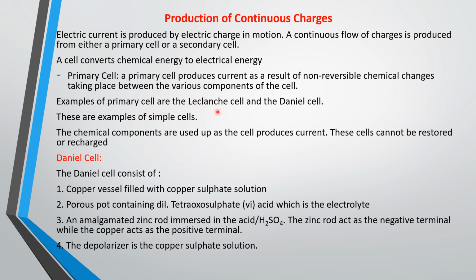We have two examples of the primary cell that you need to know, and that is the Leclanché cell and the Daniell cell. These are examples of simple cells that we have: the Leclanché cell and the Daniell cell. These are the simple examples of the primary cell.